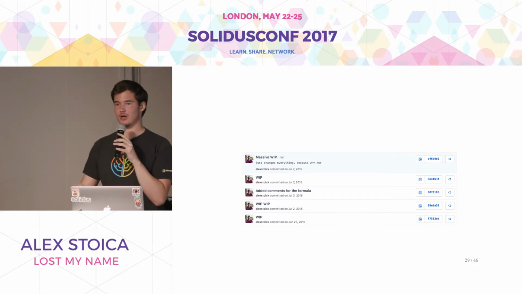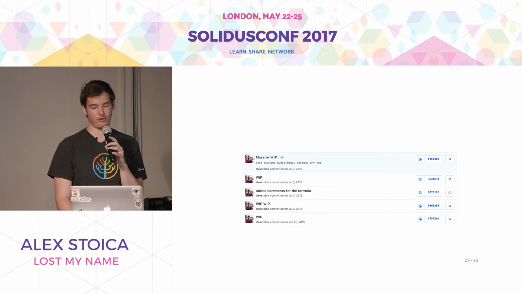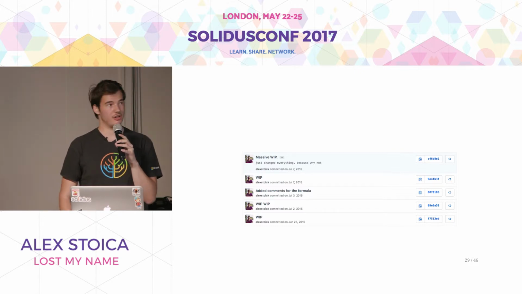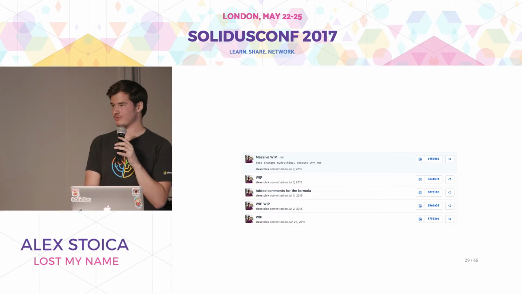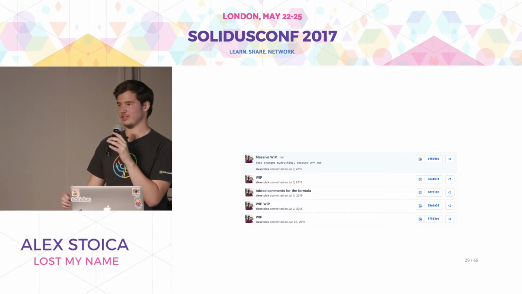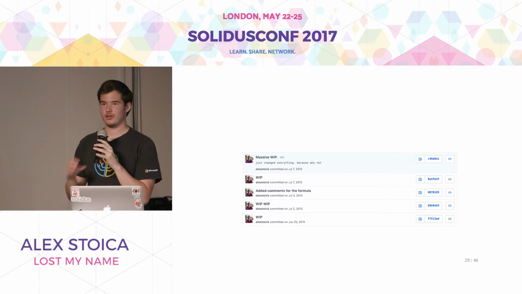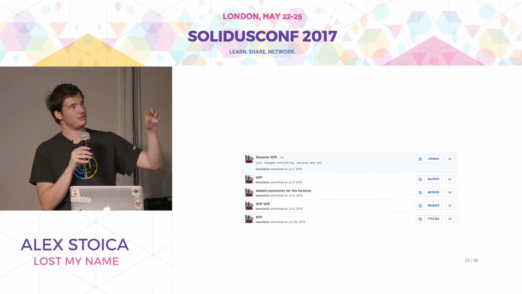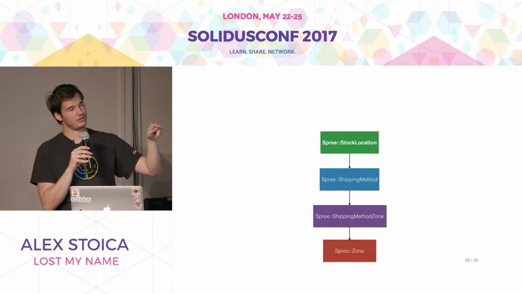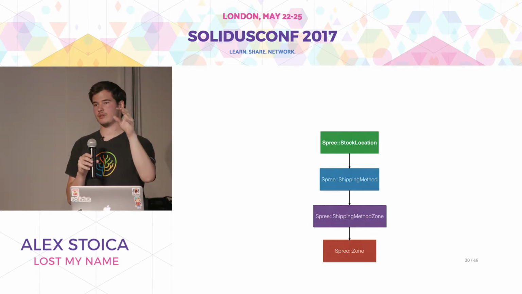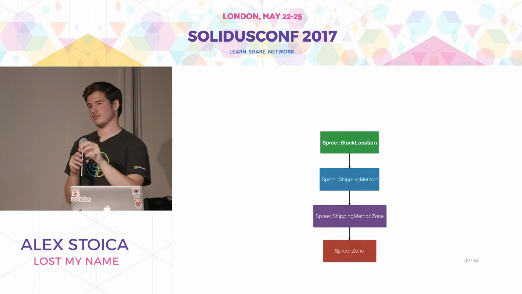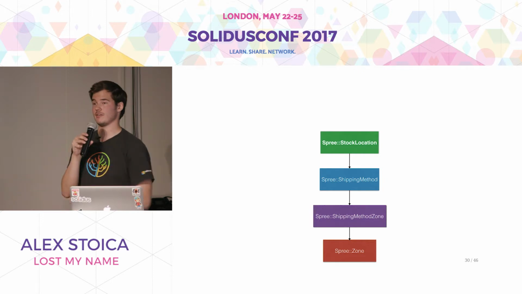And then we went back to the drawing board and said, okay, we need to better model this relationship. We need to know where something comes from to be able to accurately determine its price and duration. So we added that stock location to shipping method to zone. So at this point, you basically know where something was coming from, via what, and where it was going to be delivered.